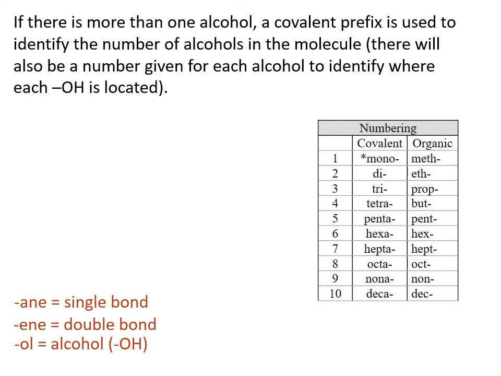If there is more than one alcohol, a covalent prefix is used to identify the number of alcohols in the molecule. There will also be a number given for each alcohol to identify where each OH is located.